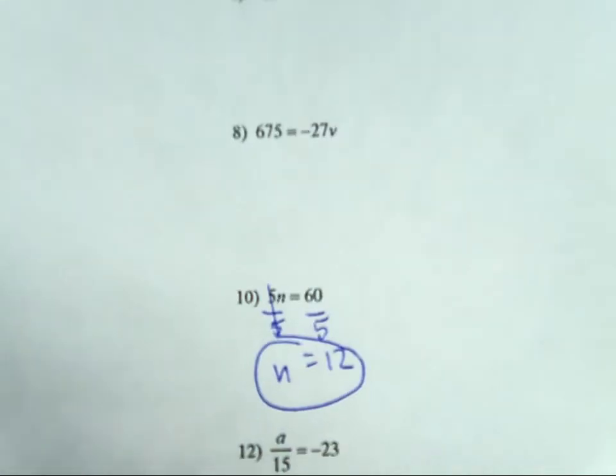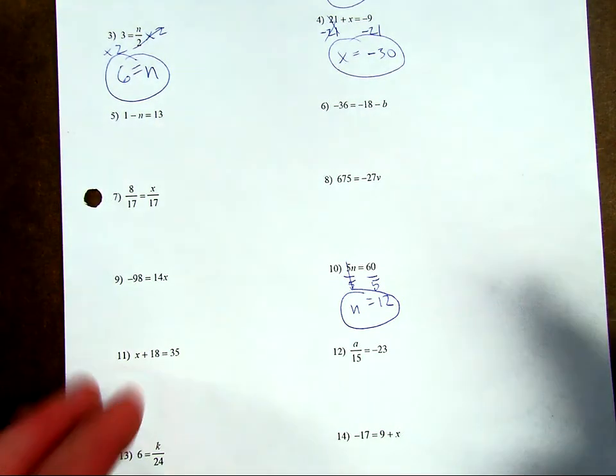They're called one-step equations. There might be some two-step ones here. I snuck some in, but that's how you do these.